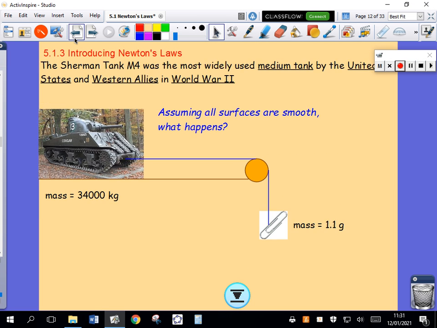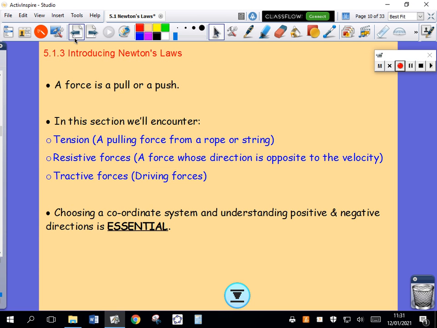Okay, in this class I want to talk about Newton's laws again, continuing on where we built up from the last day. A few things again we'll just go over. We defined a force. A force is just a pull or a push on an object.